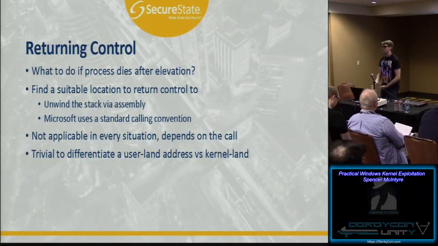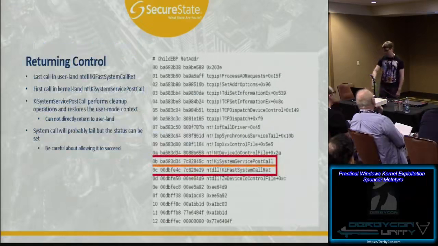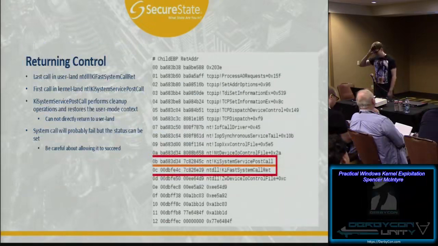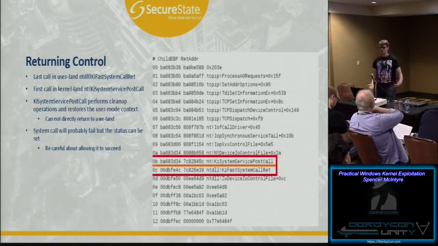Using this, because it's relatively trivial to determine if an address is a userland address or a kernel land address, you basically can tell by looking at the numbers, you can unwind the stack and look at the call stack and see what function is the last function before the kernel switched context into kernel land, and which one's the last one before it goes back. So what you can do is return to NtKiSystemServicePostCall, which is one of the last addresses in kernel land, and that's going to switch the context back. It's very critical that you switch the context back, because once again, if you just hop back into userland directly, the kernel is going to be in an inconsistent state, and you're probably going to cause a lot of problems.